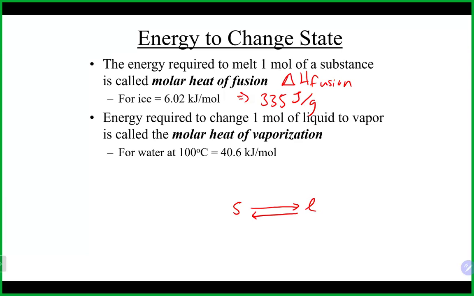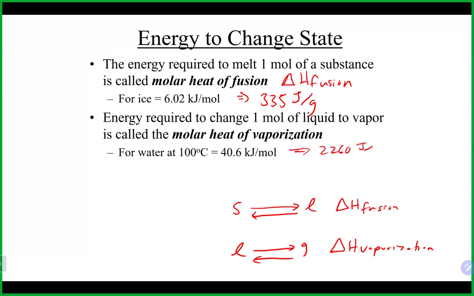And for water, when we go from liquid to gas or gas to liquid, for any substance, that's what's known as the delta H of vaporization. For water it is 40.6 kilojoules per mole, which roughly works out to about 2,260 joules per gram.